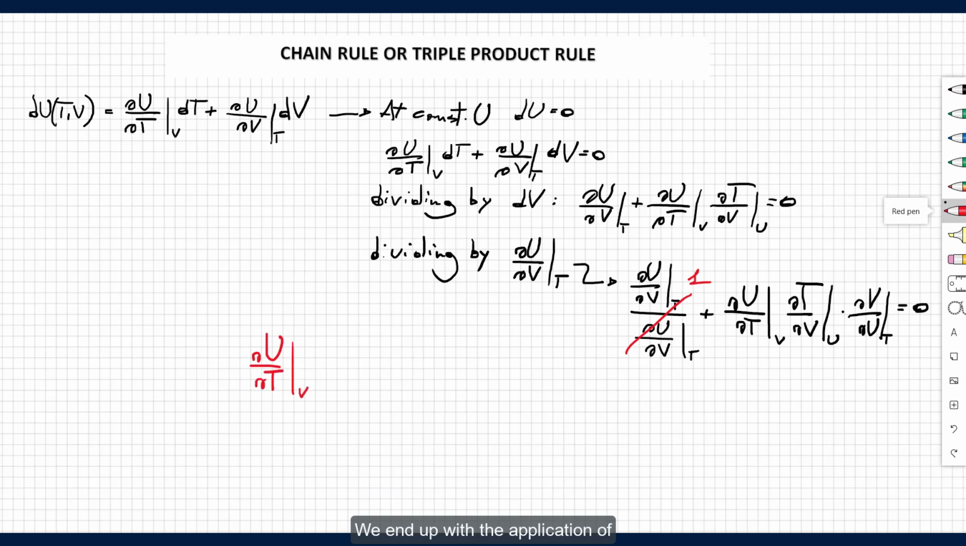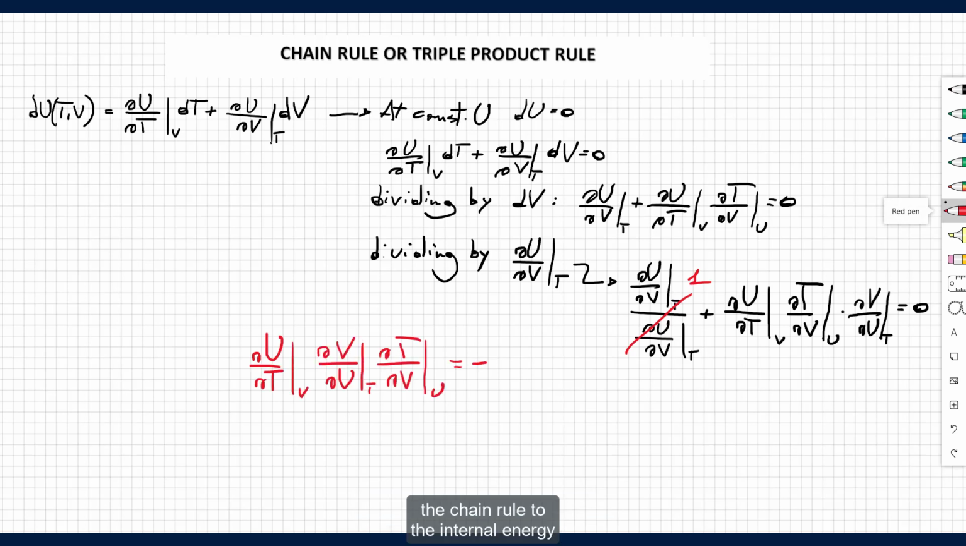We end up with the application of the chain rule to the internal energy, when internal energy is a function of temperature and volume. From this last expression, we see that all quantities appear first in the numerator of the derivative, then in the denominator, and finally external to the partial derivative. This happens for U, for V, and for T.